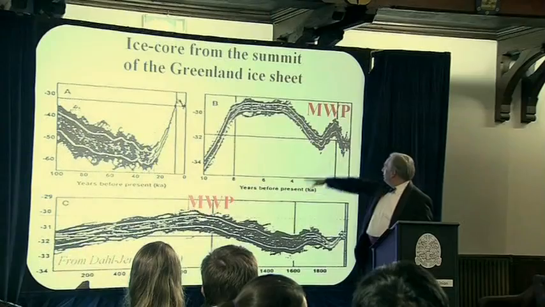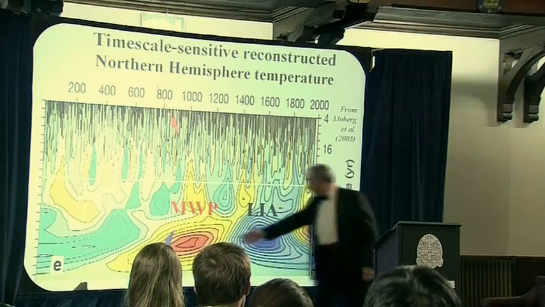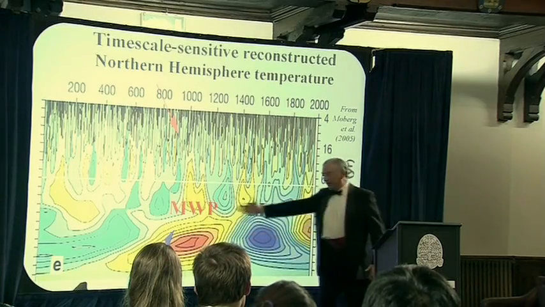Greenland ice sheet. And there it is again. Let's go to a timescale sensitive reconstruction of northern hemisphere temperatures. There's your hot spot for the medieval warm period. There's your cold spot for the Little Ice Age. They're clearly shown on that graph too.